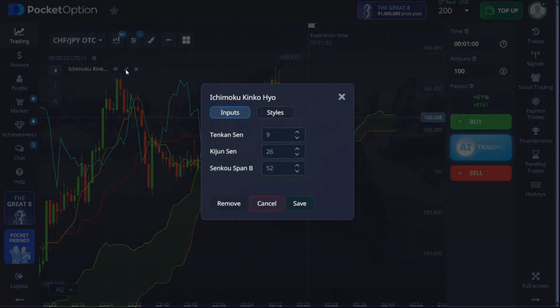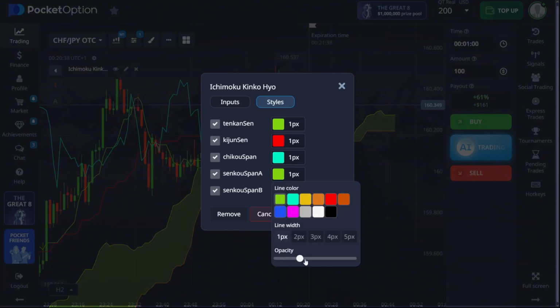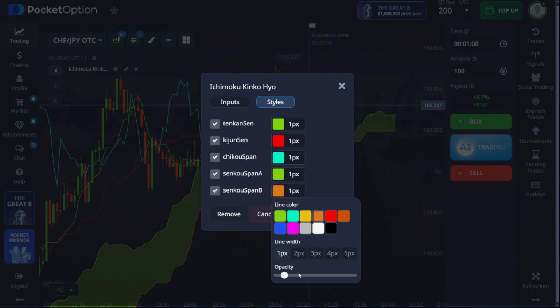Click the pencil icon next to the indicator's name, then go to Style. Change the color of the Tenkan-sen line from yellow to green and increase the opacity of Senkou span A and Senkou span B. Even if it doesn't make sense yet, just follow along. I'll explain everything shortly.